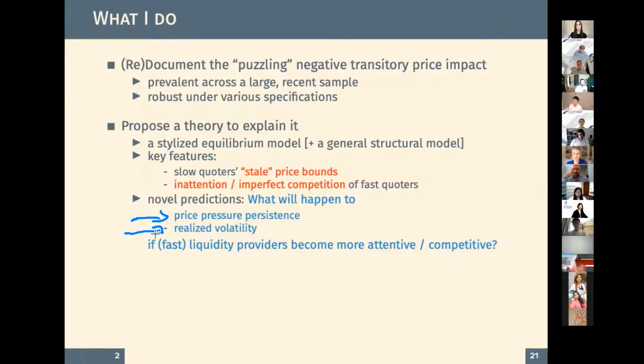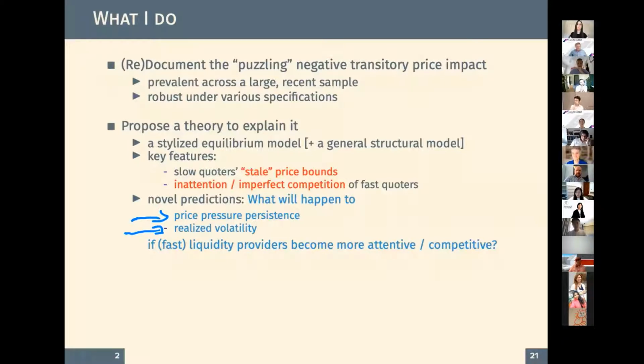I'm not sure about you, but when I first thought about this, my initial thought was, okay, this must be helping the market, right? The faster guys are competing more fiercely, are paying more attention to the market. That means they should eliminate the pricing error. So the price pressure would be less persistent, and because they're eliminating the pricing error, the realized volatility would also go down. But that's not how the model predicts. It's actually the opposite. Why?